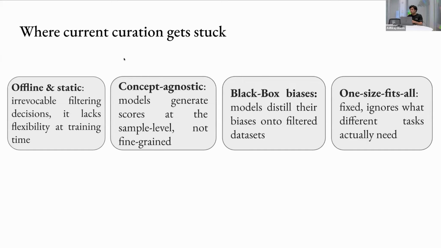It's concept agnostic, which means that it only looks at a data sample as a sample, as an image and a piece of text. It doesn't look more deeply into the semantic composition of these samples, like what concepts or what objects these samples have. So it's not fine grained and it's at the sample level. And I would argue that it's black box in that whatever model you use to filter or score these samples, you end up taking the biases of those models as well.